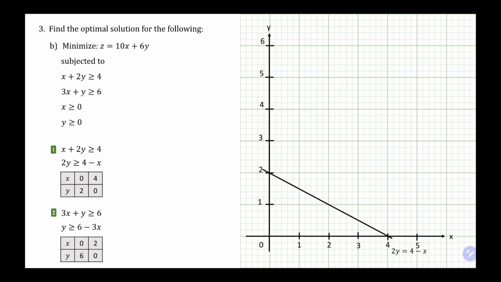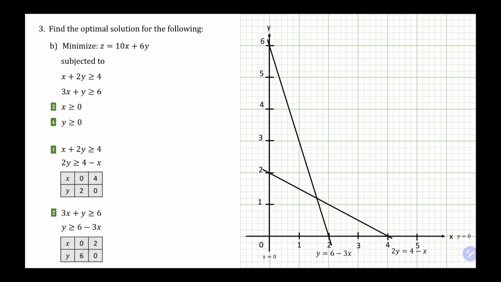Next line, we have intercepts x 2, y 6. Okay, so the same solid line, since the function uses greater than or equal, then we label y equals to 6 minus 3x. And next, we have x greater than or equals to 0, y greater than or equals to 0. So, x equals to 0 is the y axis and y equals to 0 is the x axis.